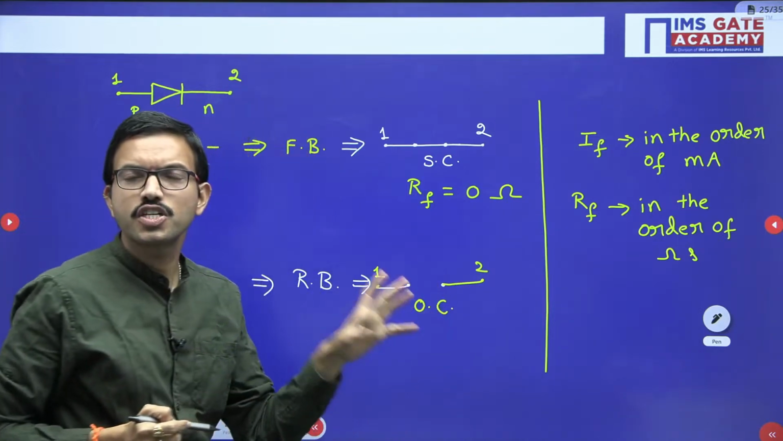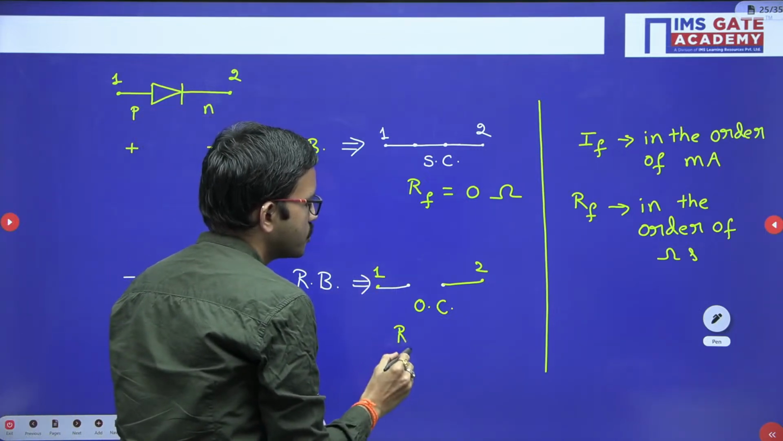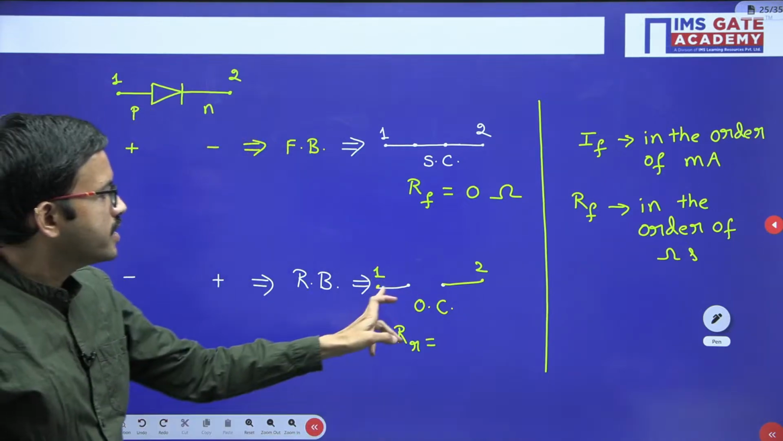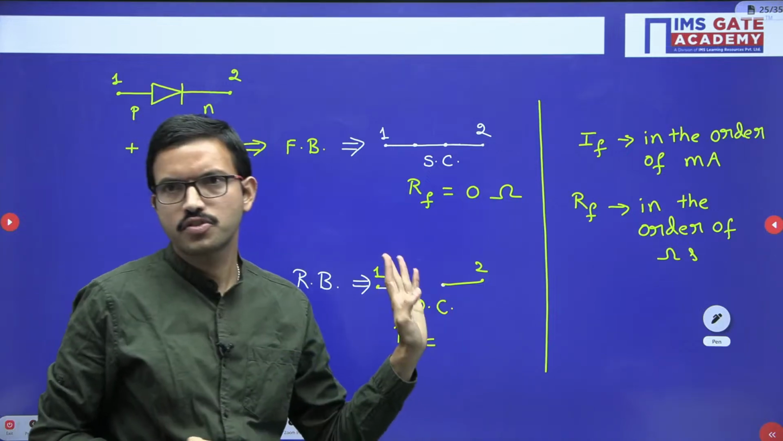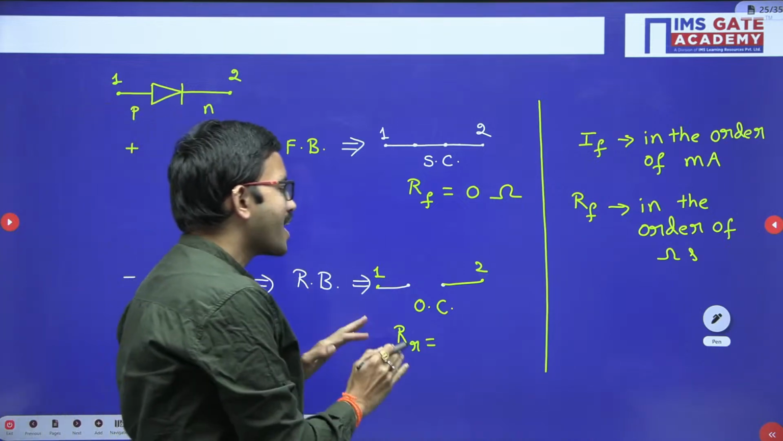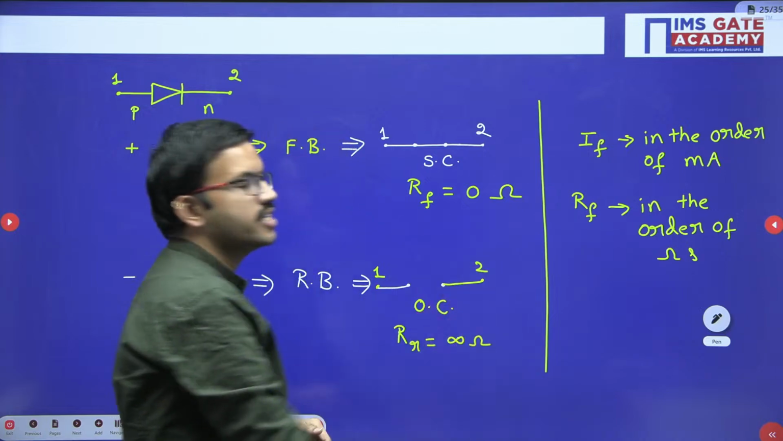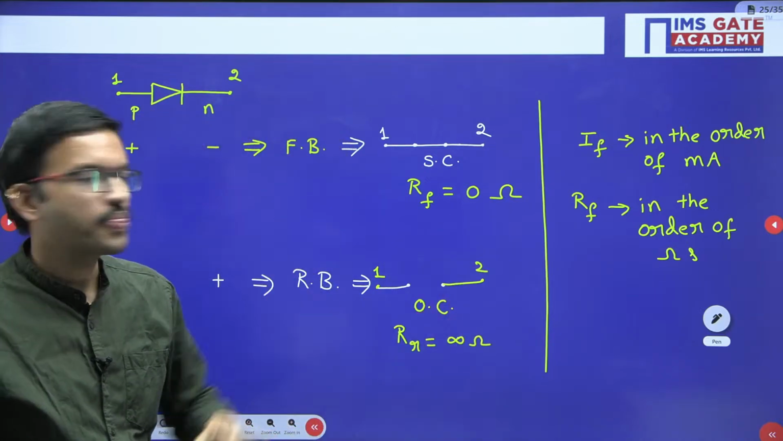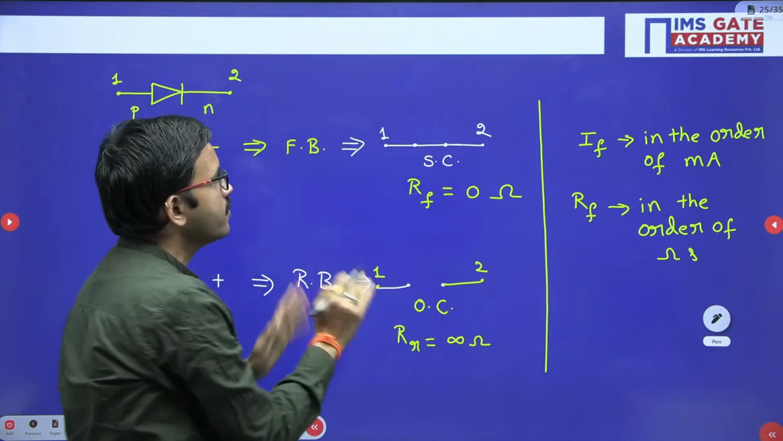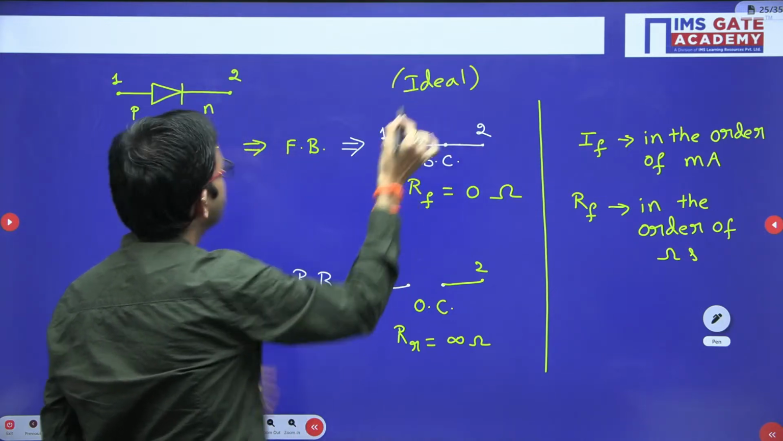In an open circuit, can you tell what the resistance value is? Here we are saying there is no current flow. In the ideal case it is 0 ampere, right? So in the ideal case the resistance is infinity, a very large value. Whatever I have mentioned here is for the ideal case, with respect to the diode equivalent.